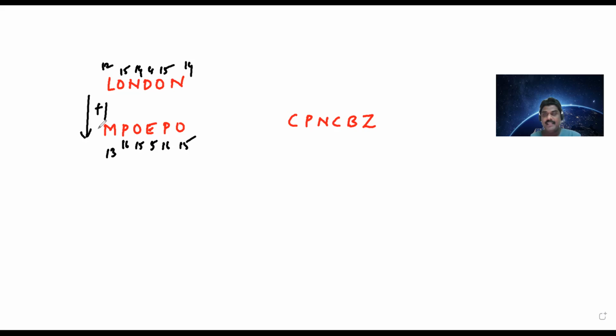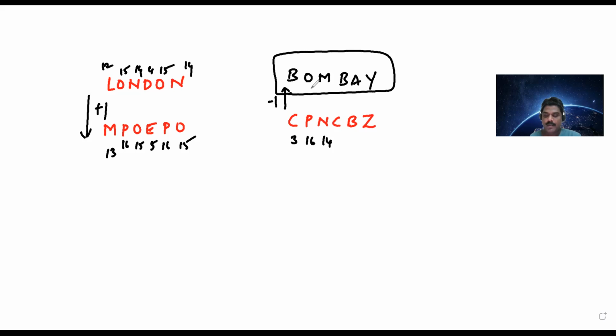So if I have to find the word in the same code, I have to do -1. So C -1, 3 -1 would be 2, 2 is B, 16 -1 would be O, 14 -1 would be 13, that is M, again B, A, and Z -1 is Y. So my word is Bombay. Right? This is another peculiar model, of course.